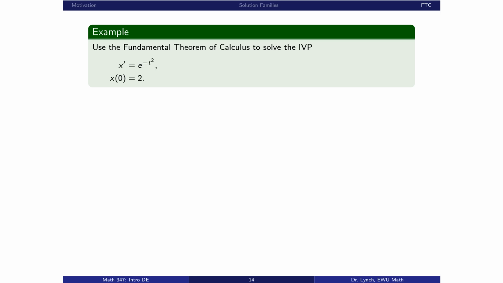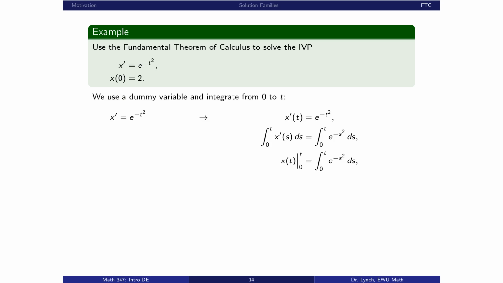Okay, to return to this function for which there's no elementary antiderivative, I'll go ahead and express the solution of the initial value problem x prime equals e to the minus t squared, where x of 0 is 2, in terms of a definite integral. We proceed the same way using a dummy variable of integration and then integrating from the initial value in the independent variable, which in this case is 0, up to t.